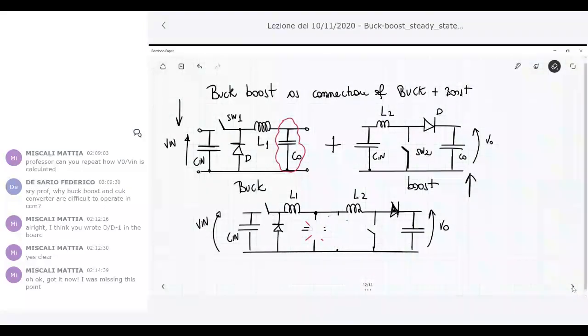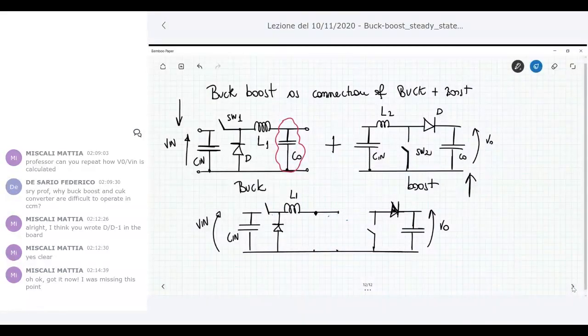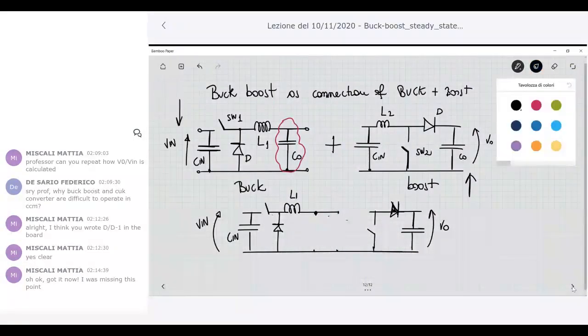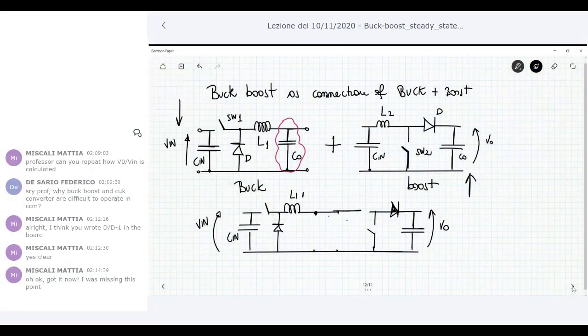But if I eliminate these two capacitors here, okay, now I have L1 and L2 that are in series, okay? So in place of L1 and L2, I can put just one single inductance, L1 plus L2, okay? And this is what happens in this converter. So I found out another converter.